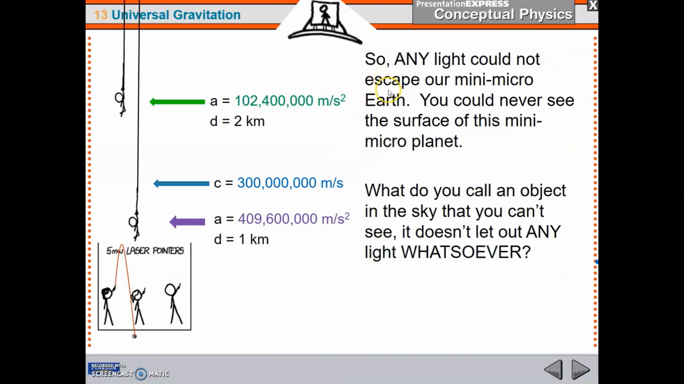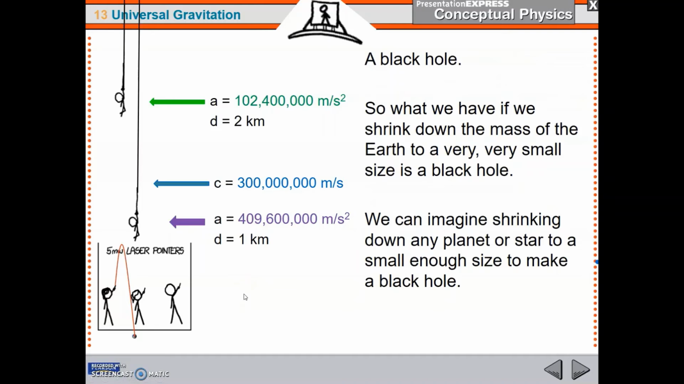So any light could not escape our mini micro Earth way down here. You could never see the surface of this mini micro planet because light can't escape it. So what do you call an object in the sky that you can't see? It doesn't let out any light whatsoever. What do you call that? You don't see any light, so it's completely black. A black hole. So what we have, if we shrink down the mass of the Earth to a very, very, very small size, is a black hole.